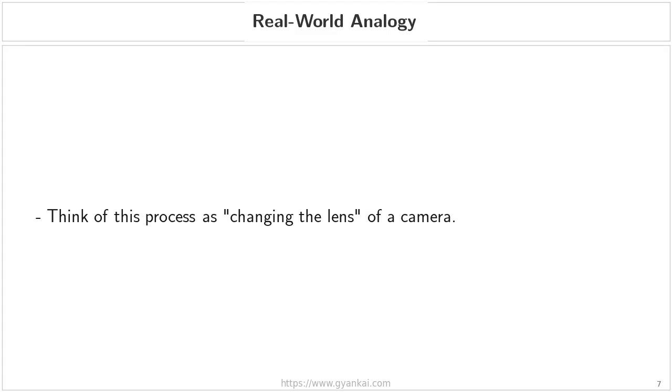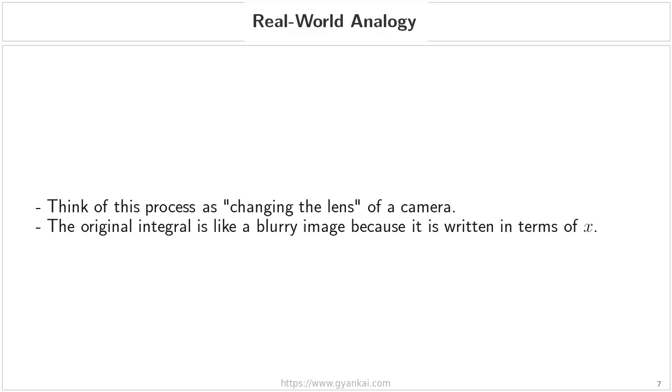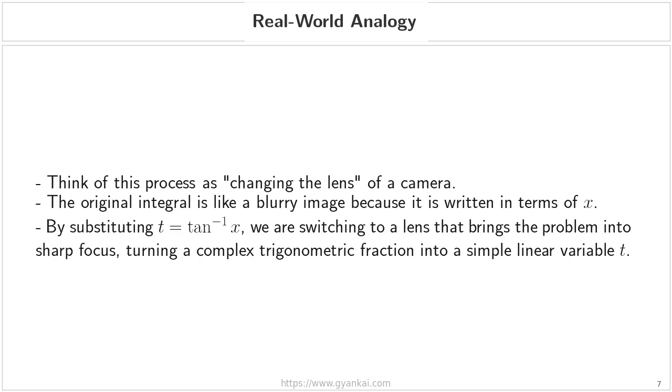Real-world analogy. Think of this entire process, this substitution technique, as changing the lens of a camera. Now, imagine you're trying to take a picture, but the image is blurry. That blurry image represents our original integral, the one written in terms of x. It's complex and difficult to work with directly. By substituting, letting t equal inverse tangent of x, we're essentially switching to a different lens on the camera. This new lens brings the problem into sharp focus.